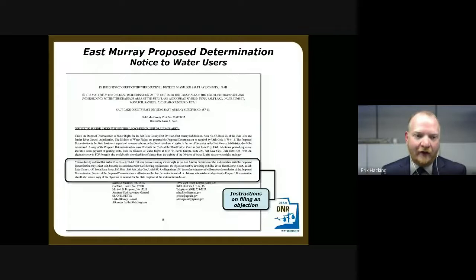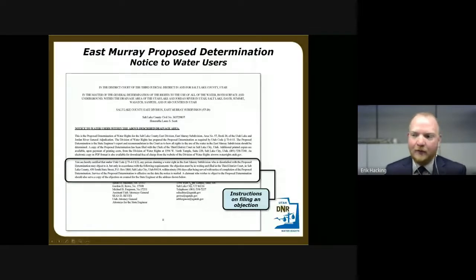An important thing to note here is that you need to file in writing with the Third District Court within 90 days of that publication date. It also mentions that you should serve a copy of the objection to the counsel for the Division of Water Rights, which are listed below here.